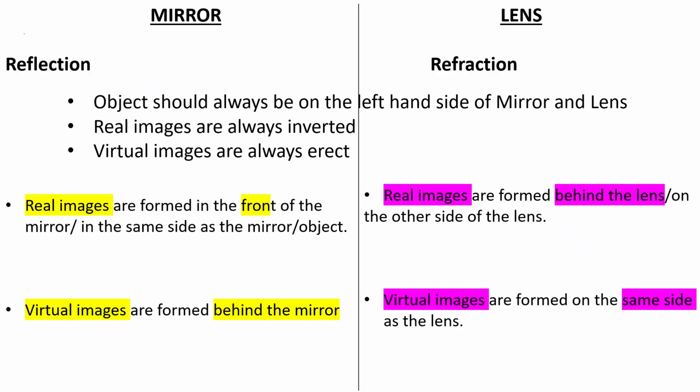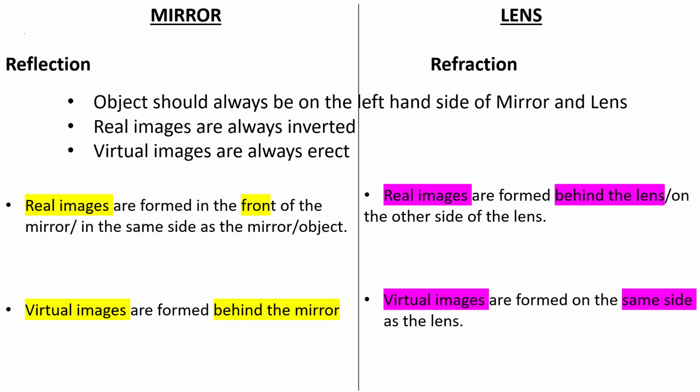In optics, be it reflection or refraction, or be it in the case of a mirror or a lens, we keep the object always on the left hand side, or we consider the light rays to be falling on the mirror or the lens from the left hand side. Real images are always inverted and virtual images are always erect. Whether it is a mirror or a lens, these are the same.